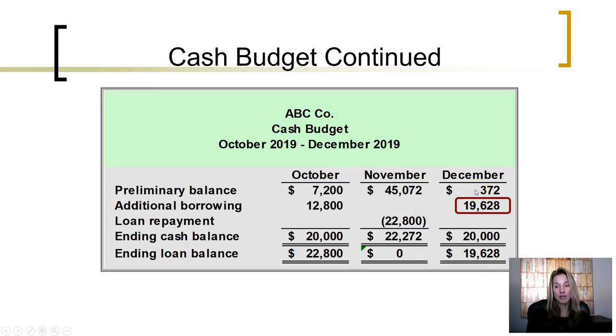If we are budgeting preliminary to only have $372,000, we need a $20,000 cash balance, so we need to budget to borrow another $19,628 to get us to the minimum required cash balance of $20,000. Leaving us with an ending loan balance at the end of December of $19,628. That is the full cash budget.